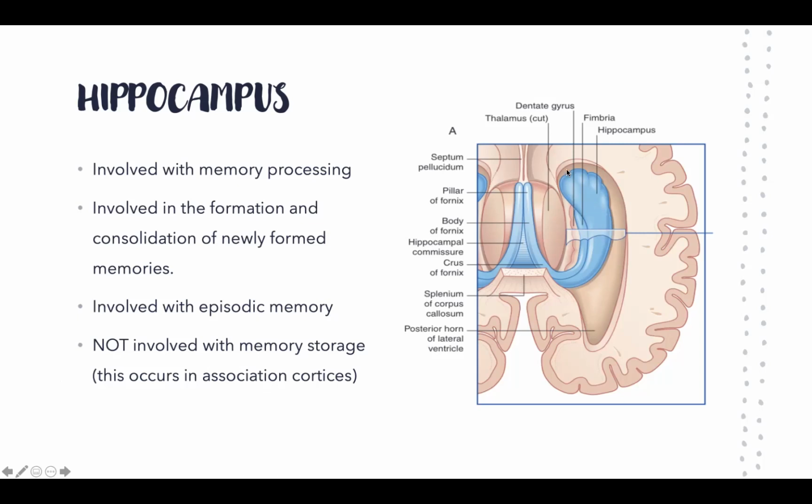Here you can see a diagram. Here's the hippocampus. You've got the fimbria over here, and that's the one that's going to carry all the information up through the fornix and into the mammillary bodies, as we talked about in the Papez circuit. You've got your dentate gyrus over there as well. So this illustrates the relationship of different parts of the limbic system.